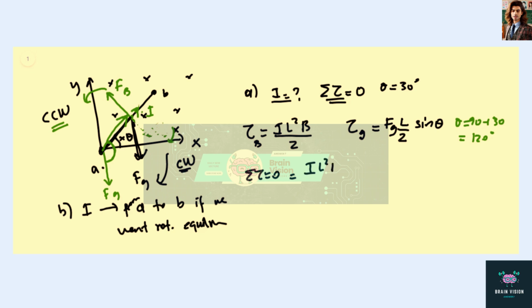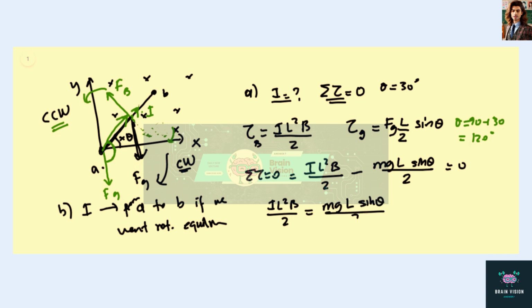That means I L squared B over 2 minus m g L sine theta over 2 is going to have to be 0. From that, I L squared B over 2 equals m g L sine theta over 2, because they're going to cancel. L and L is going to cancel. So then if you isolate I out of this equation, I is going to be m g sine theta over L B. Again, this theta being 120 degrees.